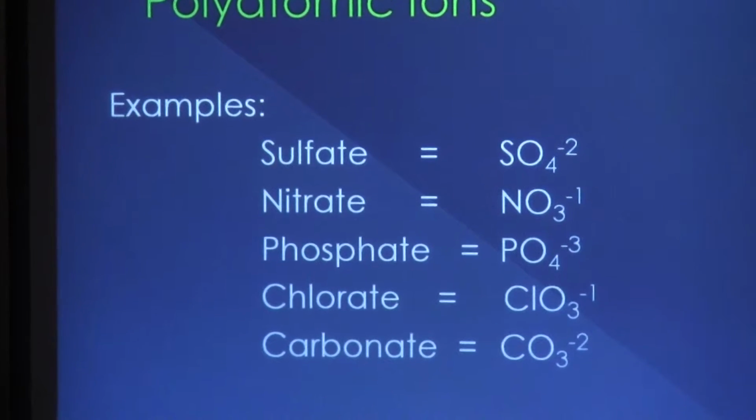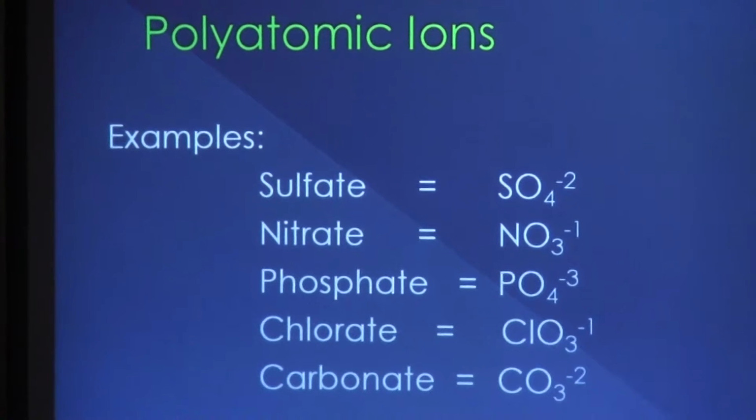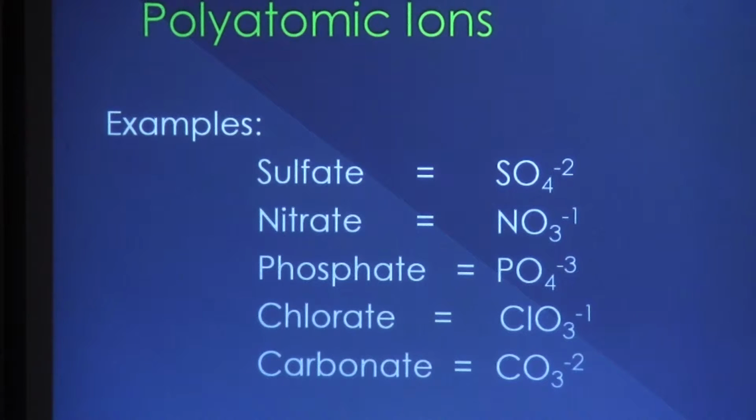So all of these that I'm showing you happen to have ATE endings. We've got sulfate, nitrate, phosphate, chlorate, and carbonate. The ATE ending just means that it combines with oxygen, and it's either O3 or O4. Each of them has their own charge. So NO3 has a charge of -1, PO4 has a charge of -3, ClO3 is -1. Those are just the oxidation numbers, the charge that goes along with it.